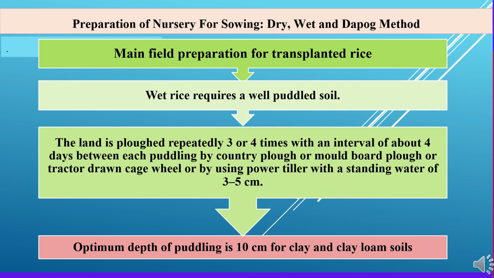Implements used: animal-drawn country plow or mold-board plow; mechanized, tractor-drawn cage wheel or power tiller. During puddling, a standing water depth of 3 to 5 centimeters should be maintained to keep the soil saturated, making it easier to work the field and reducing weed growth. Optimum puddling depth is about 10 centimeters for clay and clay loam soils, deep enough to break clods, form a compact layer to reduce percolation, and create a soft surface for transplanting.